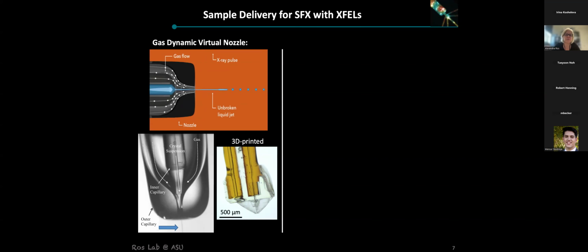With the advances of 3D printing, I believe the field has now moved entirely to printing these nozzles. The high resolution printers are capable of achieving similar capabilities. And what you see here is a 3D printed piece that is attached through fused silica capillaries now by gluing it together, basically. And these nozzles have been very successfully used as well for serial crystallography.